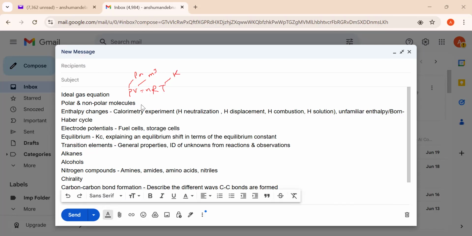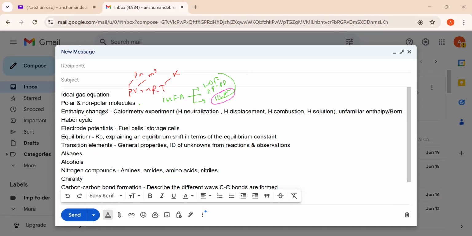Then polar and non-polar molecules were tested a little bit in your earlier papers. This portion is very important because it will connect with the intermolecular forces of attraction. There are three kinds we know: London dispersion forces, dipole-dipole, and hydrogen bonding. These three will be mostly tested. Hydrogen bonding is the strongest intermolecular force of attraction.